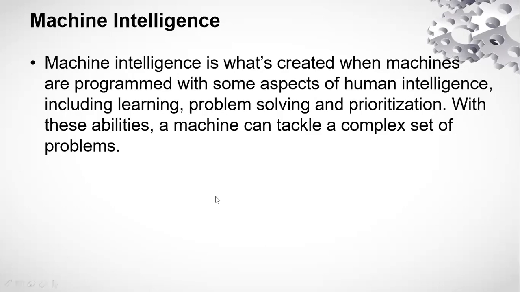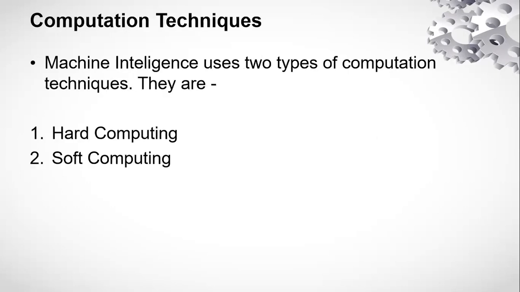many more things. So basically, if I define machine intelligence, it is a machine which is being programmed with certain aspects of human intelligence, including learning, problem solving, and prioritization. With these abilities, a machine can tackle a complex set of problems. So this machine, which has a certain amount of intelligence, can help us in solving certain problems. Now, basically, in machine intelligence, we use two types of computation for solving the problems. The first one is called hard computing, and the second one is called soft computing.